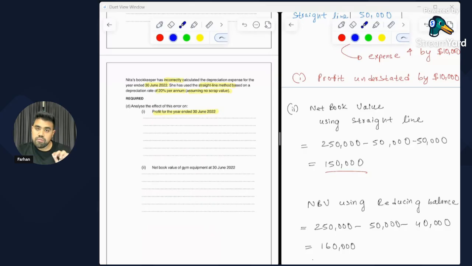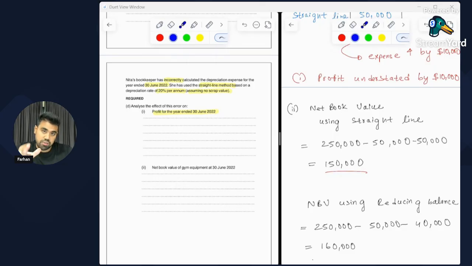Now, net book value using the straight line method. We start with the original cost of 250,000, then subtract 50,000, the depreciation we would have got in year one by multiplying 20% on the cost of 250. Then again we would have got the same depreciation in year two, 30 June 2022, by multiplying 20% on 250. So we have a net book value of $150,000 using the straight line method.